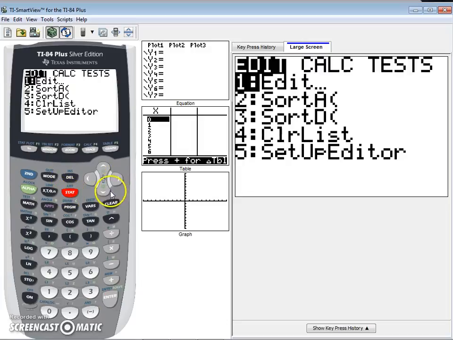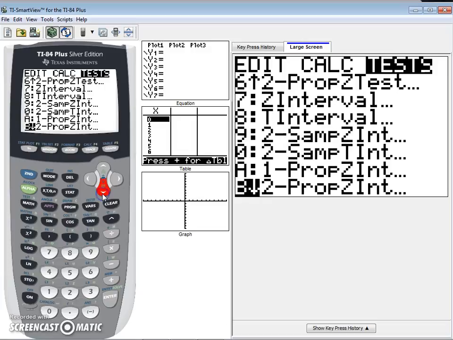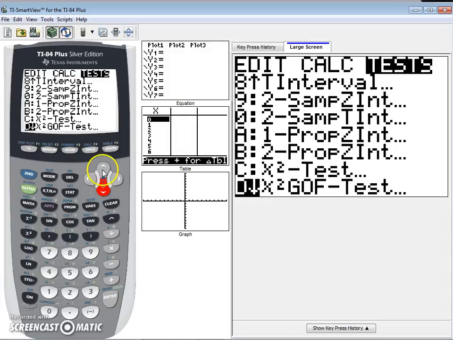Now I'm going to go to stat, tests, chi-square test.